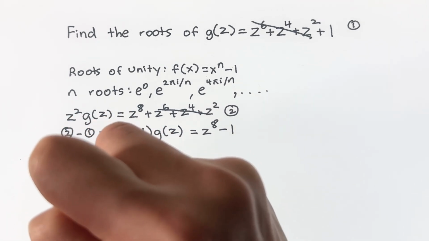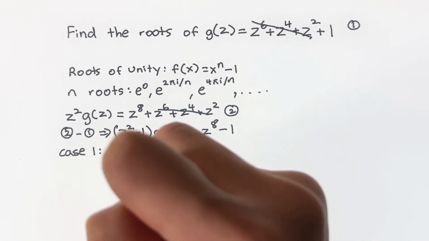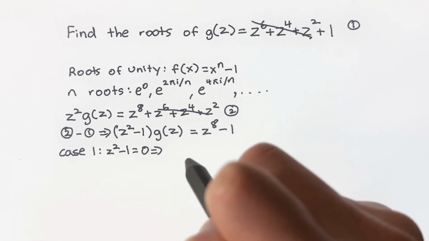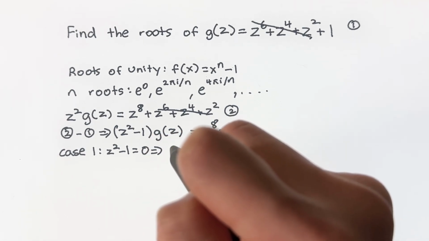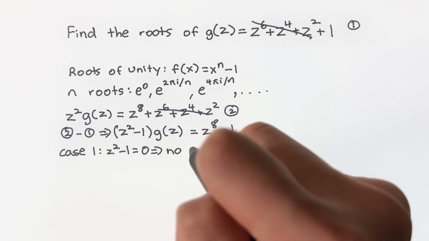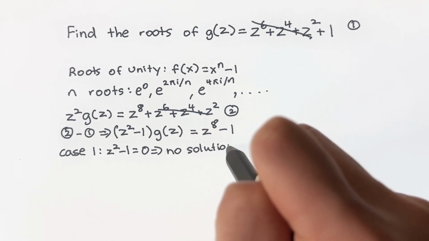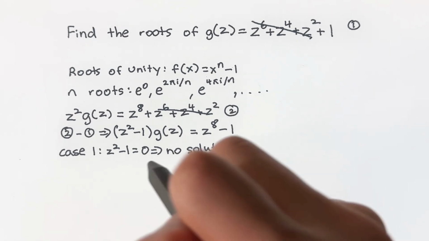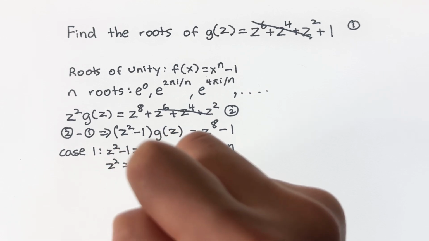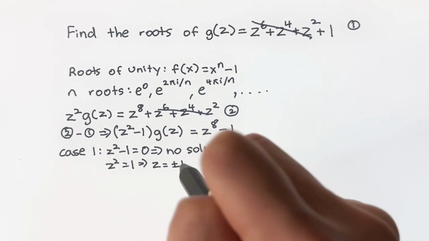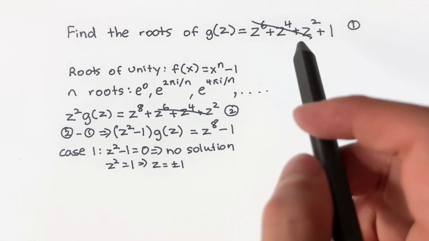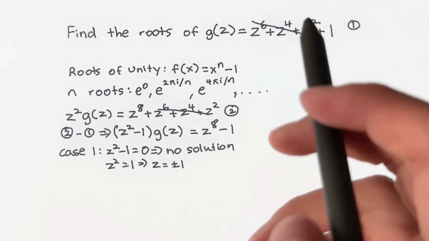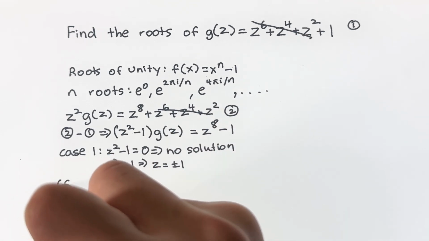So case 1 is z squared minus 1 equals 0. There's going to be no solution, because first of all, we cannot move this to the other side, since we cannot divide by 0. And then from here we have z squared equals 1, so z equals plus or minus 1. But when z equals plus or minus 1, you plug it in, you find that the value of g of z is going to be 4, which is not going to be a root.